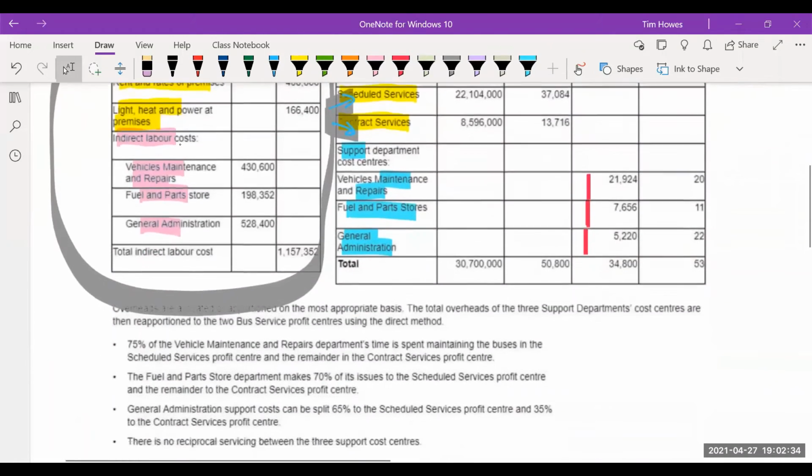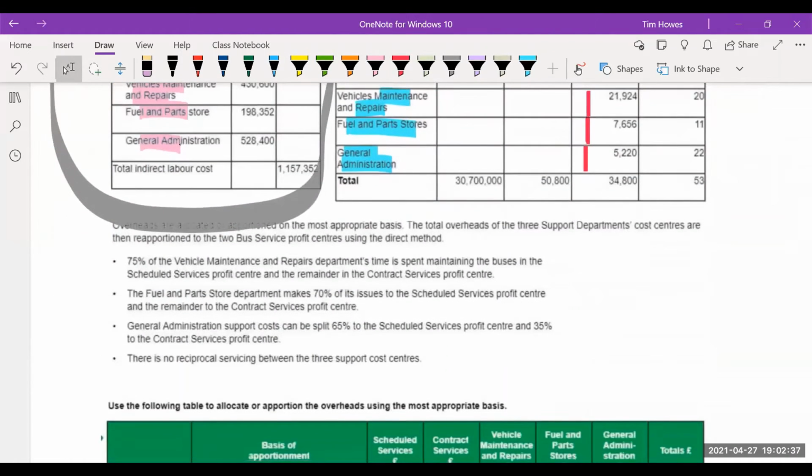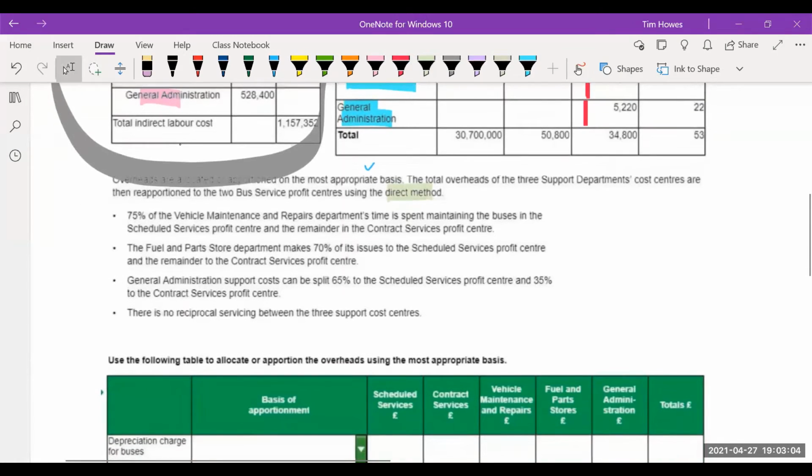What else do we get from it then? So it says overheads are allocated or apportioned on the most appropriate basis. Yep, we aren't going to do it on the least appropriate, are we? The total overheads of the 3 support departments are then reapportioned to the 2 bus service profit centres using a direct method. Now, you might not know what that means, I hope you do, but we'll compare what it means to something else after this task. So here it is, it's now telling us about these support centres.